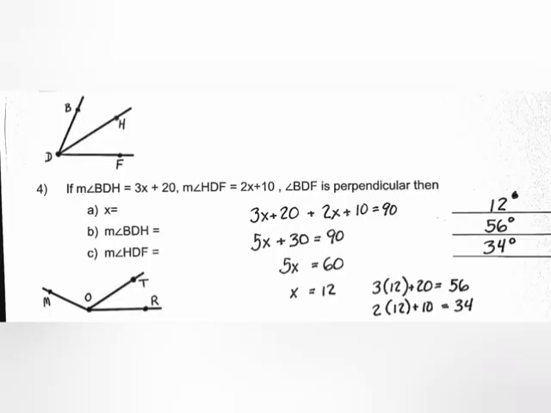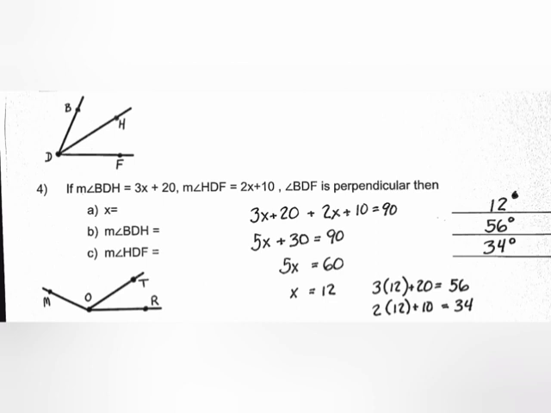Problem 4 has 3 parts. First, we have to find out what x is. We know that the measure of angle BDH is 3x plus 20, and the measure of angle HDF is 2x plus 10. And we know that the bigger angle, angle BDF, is perpendicular. So we know that 3x plus 20 plus 2x plus 10 equals 90, since perpendicular implies 90 degrees. Put together like terms, we get 5x plus 30 equals 90. We move the 30 over to the other side. We get 5x equals 60. Divide both sides by 5. We get x equals 12. That gives us the answer to A, what x is equal to.